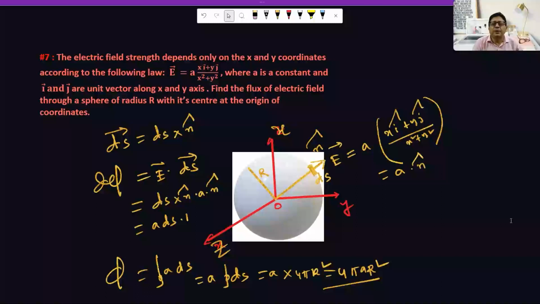So I hope you have understood flux calculation in these few cases without using Gauss law. This method is equally important. As you need to learn Gauss law, you need to learn this method also, as a very good student of physics for class 12. Okay.